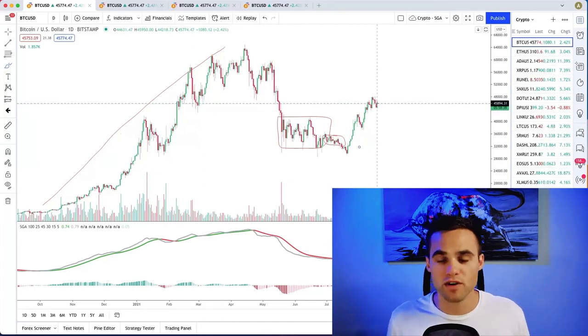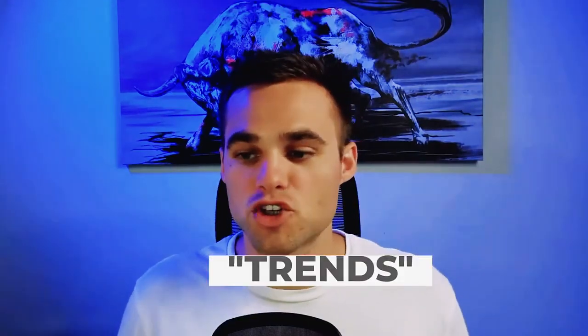So these are the different phases of the market. They constantly switch from a ranging market phase to a trending market phase. So if you're in a really long ranging market phase, likely soon there's going to be some sort of big trend. The next thing that we're going to talk about is trends.